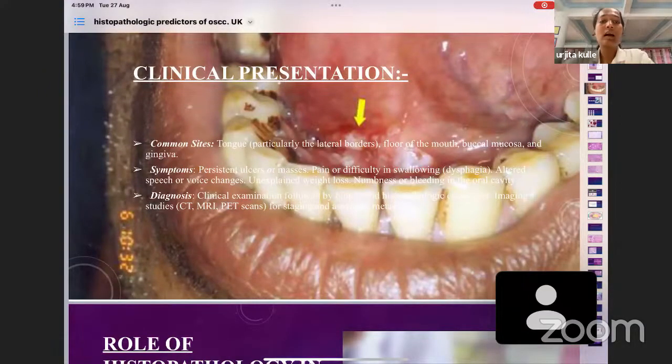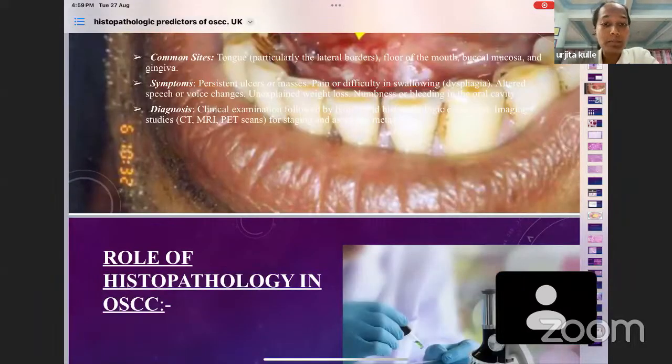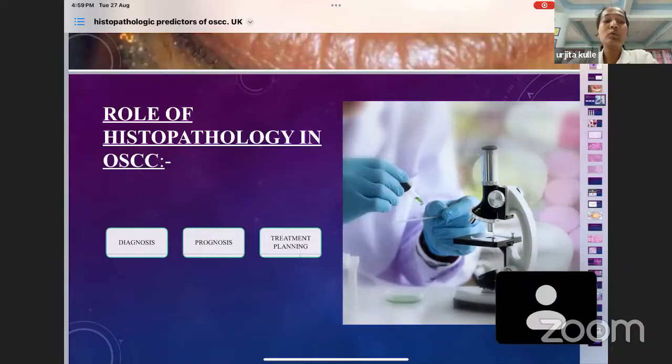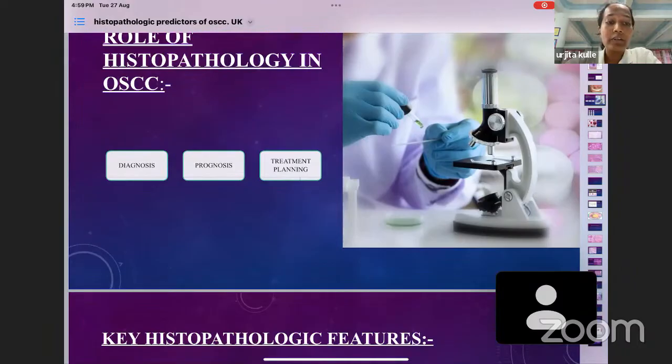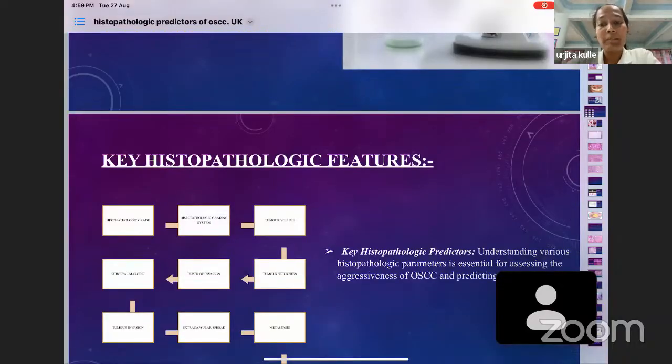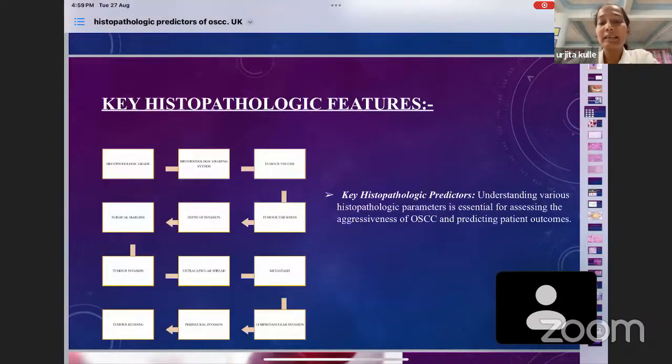Persistent ulcers and pain are the symptoms of oral squamous cell carcinoma. Histopathology plays an important role in oral squamous cell carcinoma, in diagnosis, prognosis, and treatment planning. As known, it is the gold standard for diagnosis. Understanding various histopathologic parameters is essential for assessing the aggressiveness of oral squamous cell carcinoma and predicting patient outcomes. Histopathological grading system, surgical margin, and tumor invasion are various key histopathologic features.